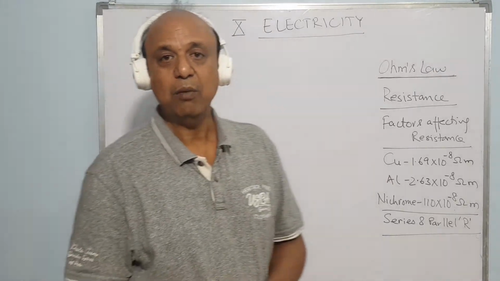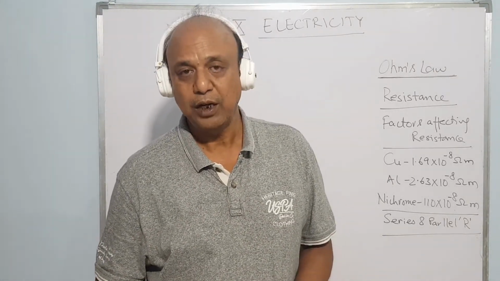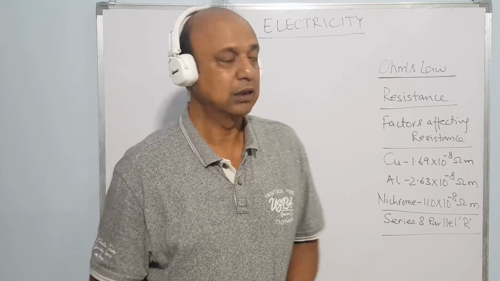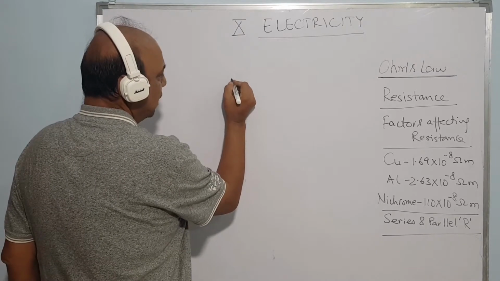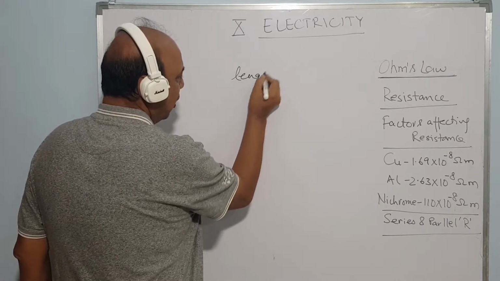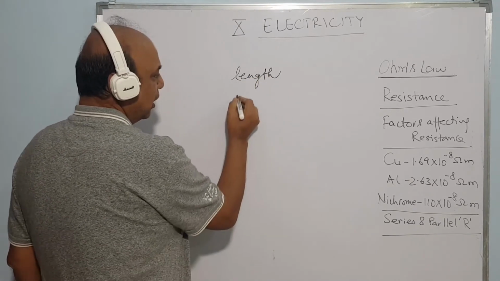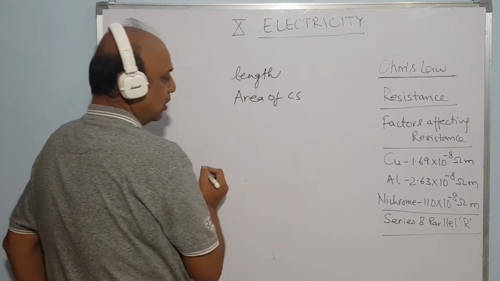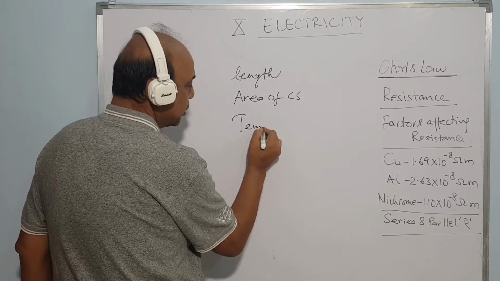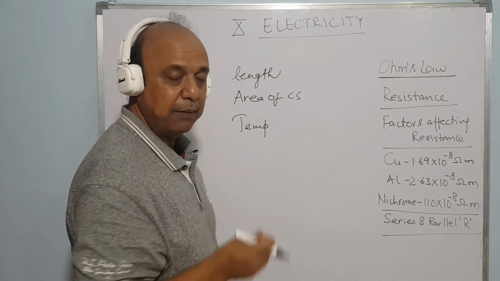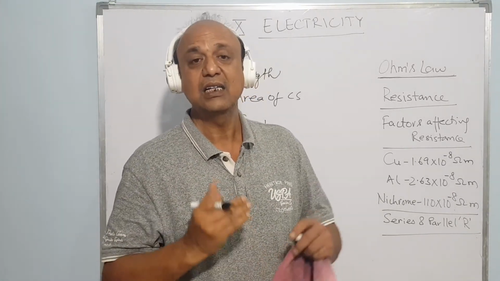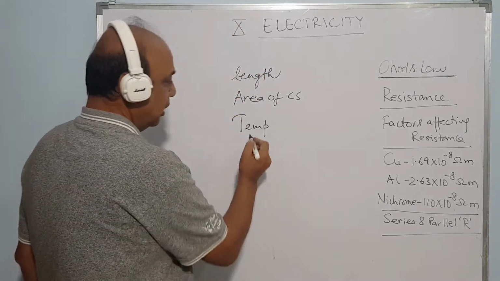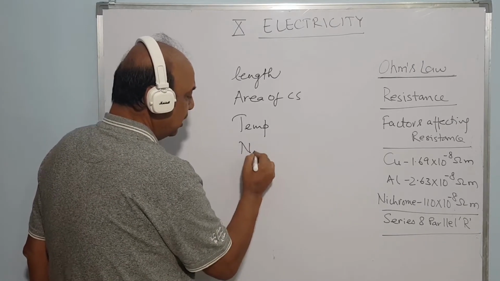Now, when we are talking about resistance and we say it's a property of individual materials, resistance depends on a few things. It depends on the length of the conductor or length of the material, area of cross section of the material. Then it also depends on the temperature. That's why while describing Ohm's law, we say at a given temperature. It's a very important term which you have to remember. It depends on the temperature and nature of material.